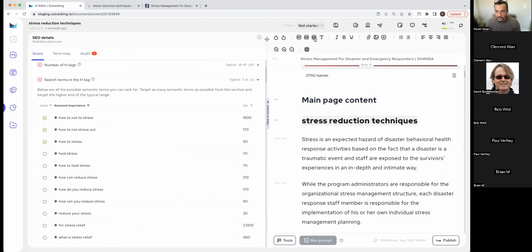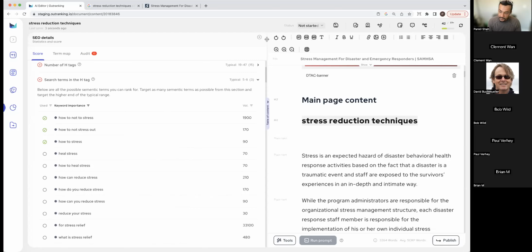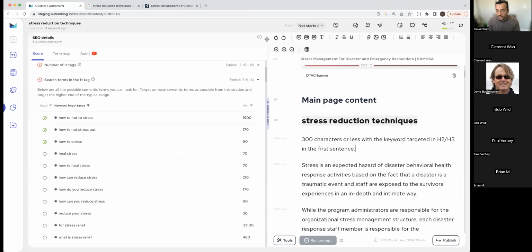You can add that either in an H2 or H3 tag, and you can write a description below that of 300 characters or less, with the keyword targeted in the H2/H3, whatever is preceding here, in the first sentence. This is the key to optimizing. It's very simple. People often either miss this or miss the first sentence.